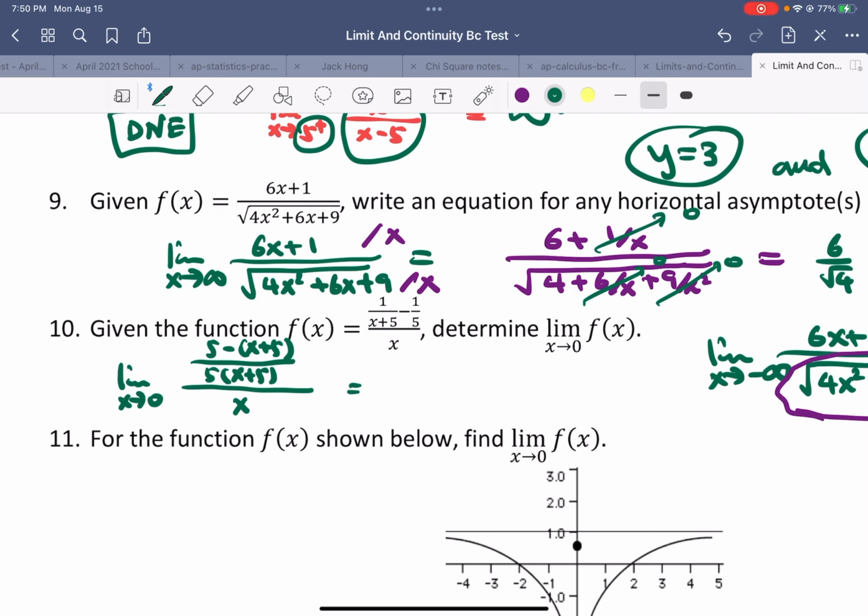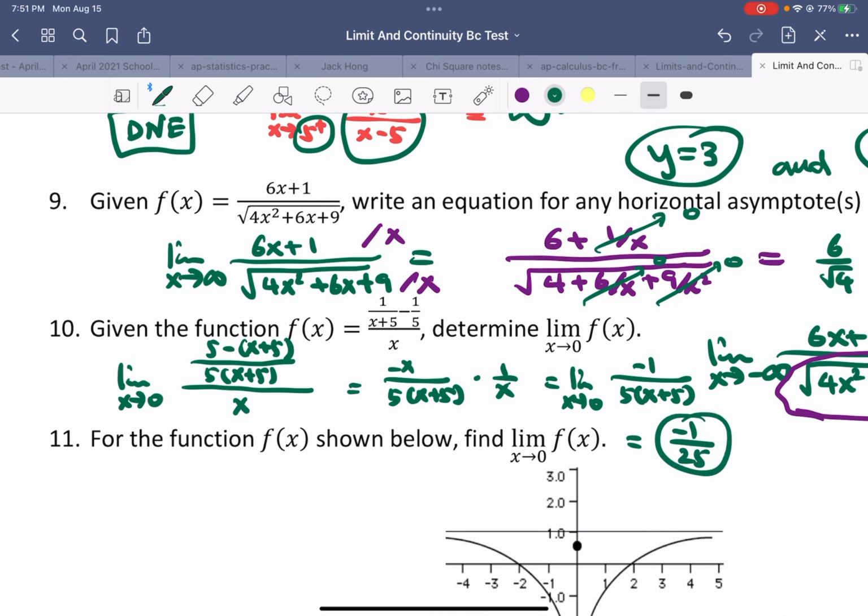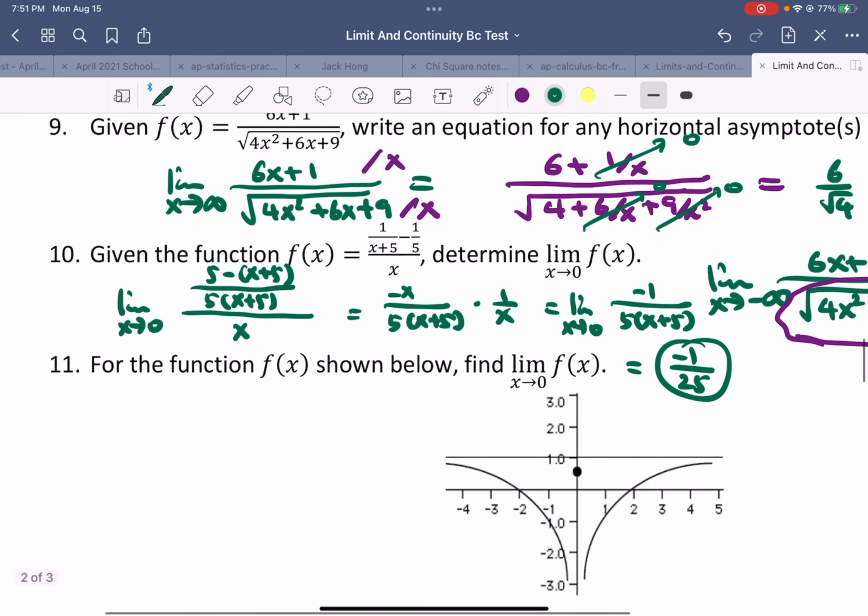So when you simplify, you end up with negative x over 5 times x plus 5, and divide by x means times 1 over x. So now you cancel out, and you end up with limit as x approaches 0 of negative 1 over 5 times x plus 5. Now you plug in 0 for x, so negative 1 over 5 times 5 is 25. So the answer is negative 1 over 25. Okay, make sure you simplify, and then you can get the answer.